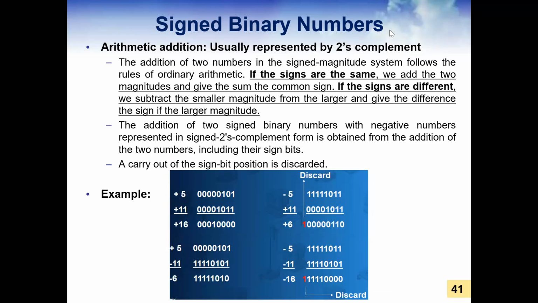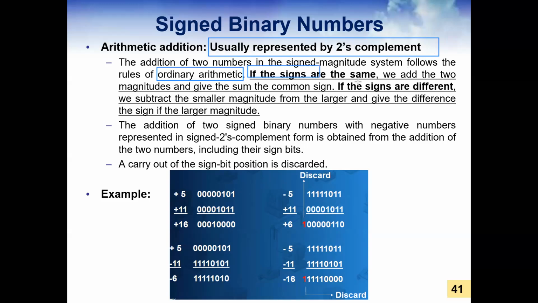Arithmetic in sign magnitude. So in signed binary numbers, arithmetic addition is usually represented by two's complement. This is an important point here. While we are talking about signed numbers, previous was unsigned. So it is usually represented by two's complement. We always use two's complement rather than ones. We will not use one's complement here. So the addition of two numbers in the sign magnitude system follows the rules of ordinary mathematics. We use ordinary mathematics. What is that? Check it now, please.